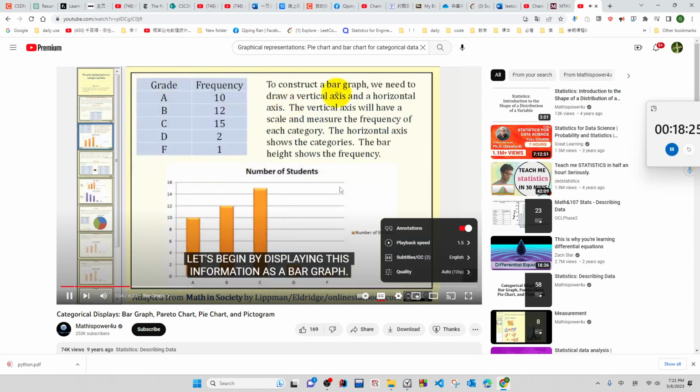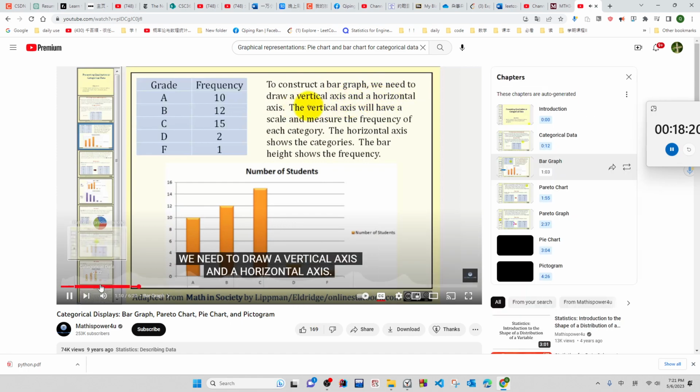Let's begin by displaying this information as a bar graph. To construct a bar graph, we need to draw a vertical axis and a horizontal axis.